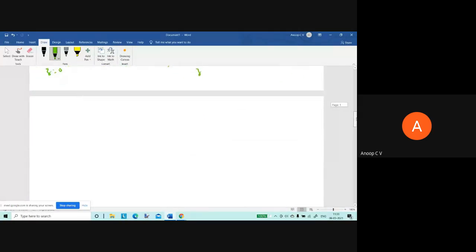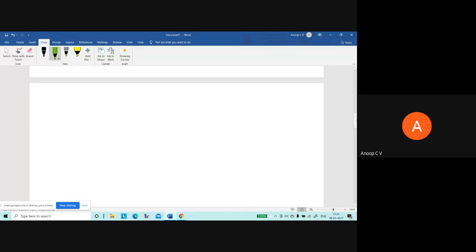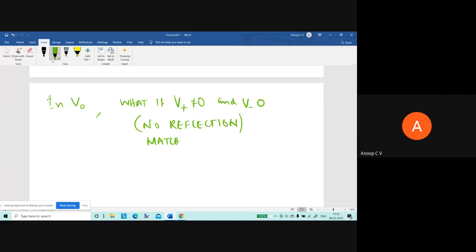Then, next, today what we'll do is I'll ask you to write, in the expression for V0, what if V plus is not equal to 0 and V minus is 0, which implies no reflection, or a matched transmission line, or ZL equal to Z0. So what happens to this V0?